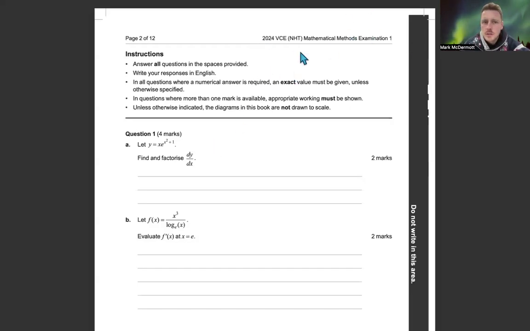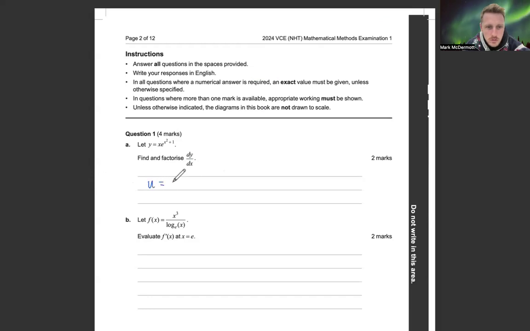All right, so I thought we'd look at the 2024 Northern Hemisphere Methods Exam 1 paper, see how we go. So first question on exam 1, very common, differentiate something. So y equals x e to the x squared plus 1, find and factorize dy dx. Okay, we're going to have to use the product rule.